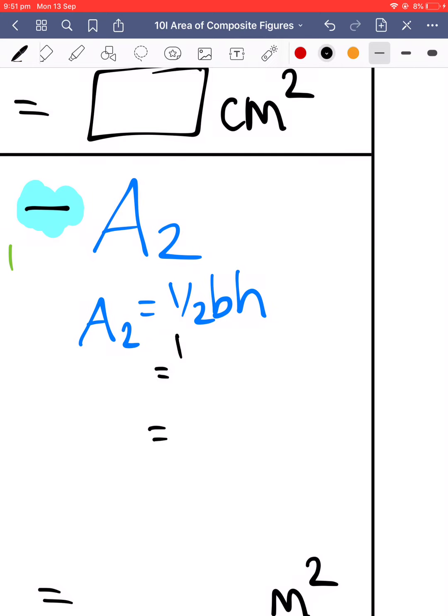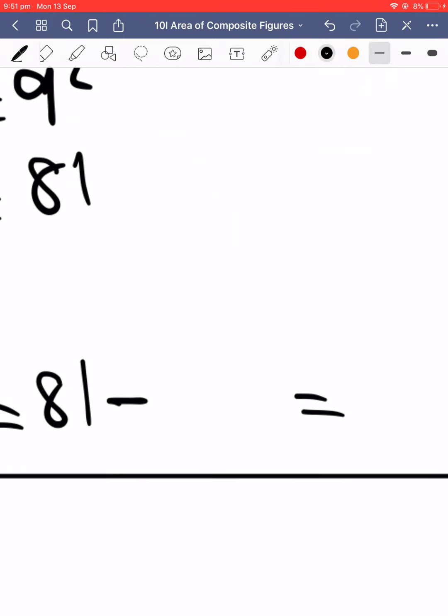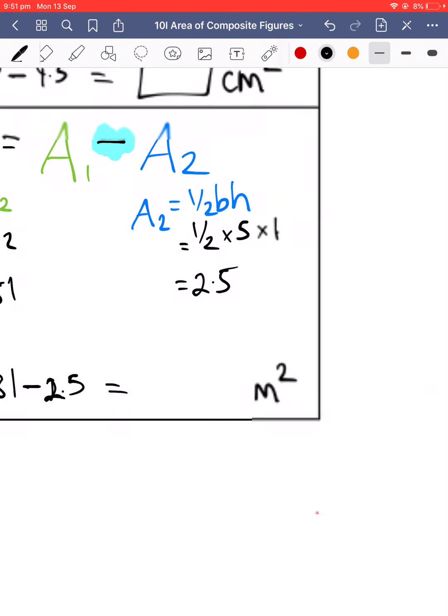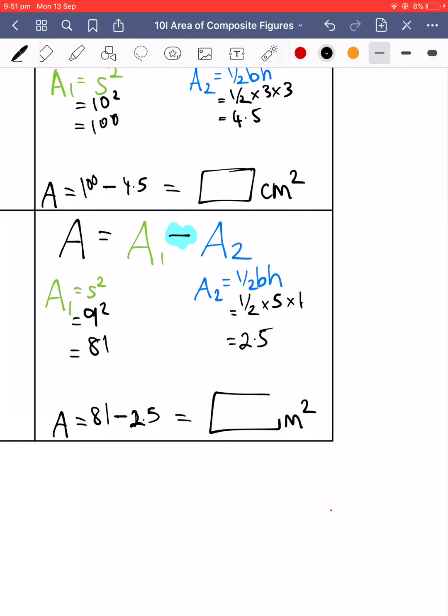I've now got half multiplied by 5 multiplied by 1. So half of 5 is 2.5. So I take away 2.5 from 81 and that will give me my answer. And again, units, meters squared.